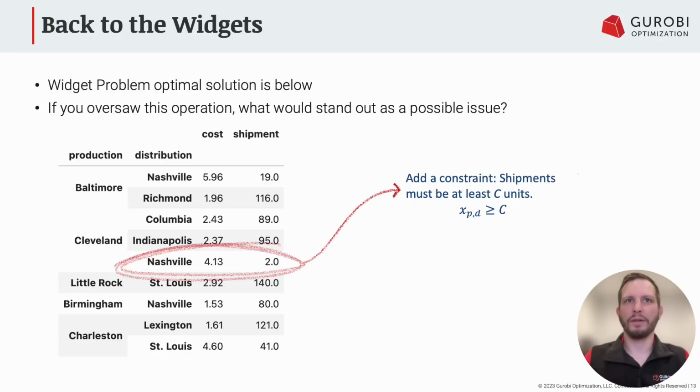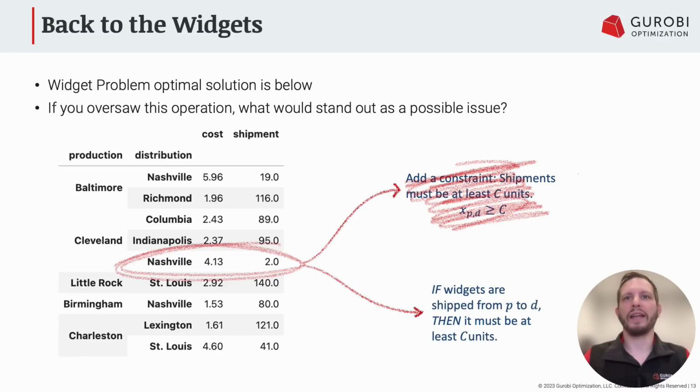So actually the way that we want to think about this is, let's scribble out, that's wrong. We don't want that constraint. We want to say if widgets are shipped from P to D, then it must be at least C units. And these are saying 2 very different things, because one is saying everything must be at least C. What we have on the bottom is saying that if we decide that any should be sent from one location to another, then we implement this lower bound. So we're going to definitely look a little bit more into how to model this in the hands-on modeling session.